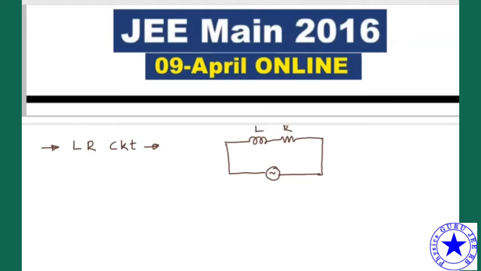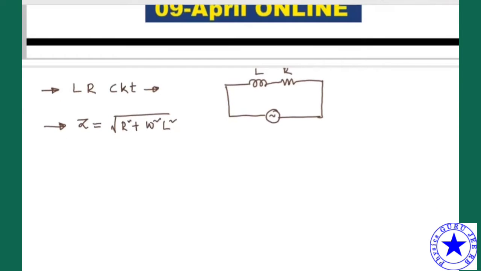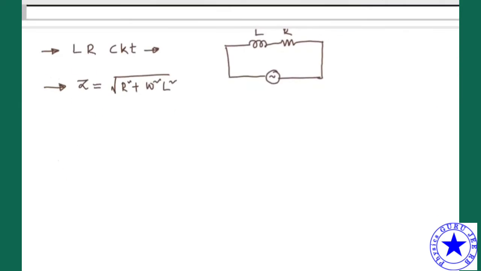Now, in the LR circuit when the AC EMF is connected, what is the impedance? We know that the impedance can be written as the square root of R squared plus omega squared L squared. The current in the circuit is given by I equals I naught sine of omega t minus phi.